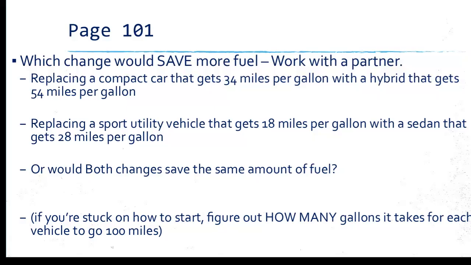So we have 4 different car choices. We want to see if we should replace our compact car, which usually gets pretty good gas mileage, 34 miles per gallon. That's pretty good, that's not bad. But should we replace that with a hybrid that gets 54 miles per gallon? So definitely the hybrid would be better.